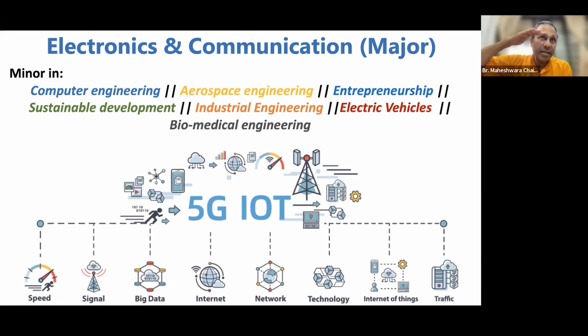So you do a degree in electronics and communication major and do a minor in computer engineering or a minor in aerospace. Communication systems is very, very important and crucial. It is critical in aircraft systems. Or you want to establish a chip design company, you learn entrepreneurship. You still have knowledge about communication systems.